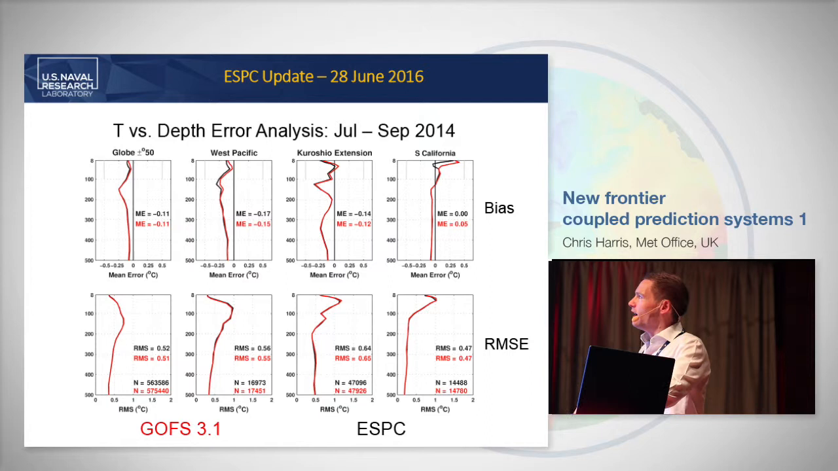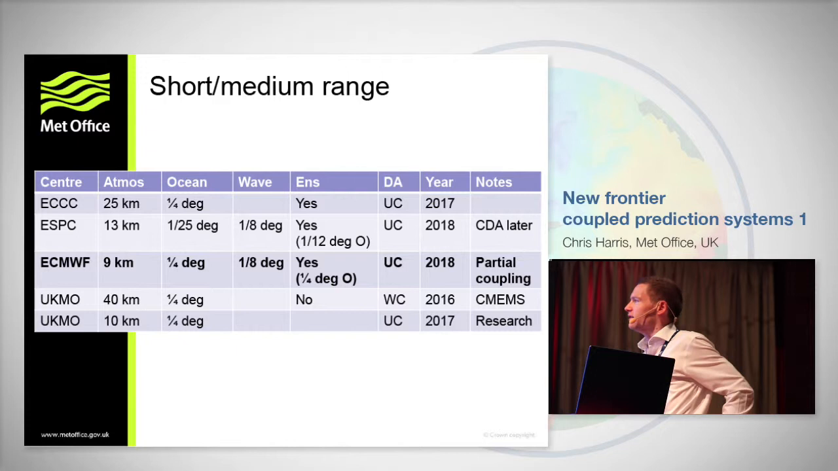And for most aspects of the ocean, looking at temperature profiles, mean and RMS biases, etc., between the red lines and the black lines, the old system and the new one, in most cases you'd be hard-pressed to see much significant difference. But I guess as a first prototype system, that's what they're aiming for, to get something which is fairly comparable to the old system.